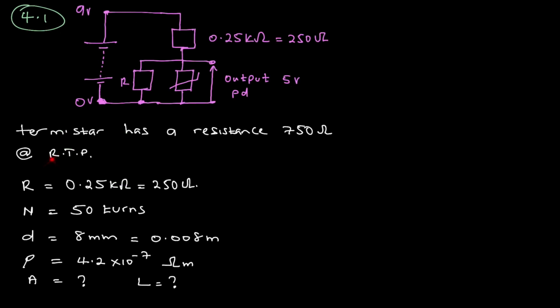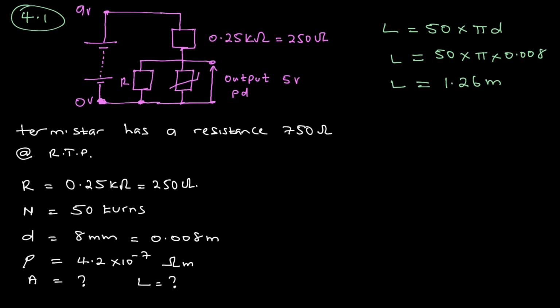Question 4.1, we need to determine the area of cross-section of the wire that has been used for the resistor. So these are the values that have been given. I need to find the area, but before then, I need to find the length. The length of wire L is going to be 50 turns, number of turns, times the circumference, which is pi d. And that will give 50 times pi times d, and the diameter is 0.008, and that gives 1.26 meters for L, the length of the wire.